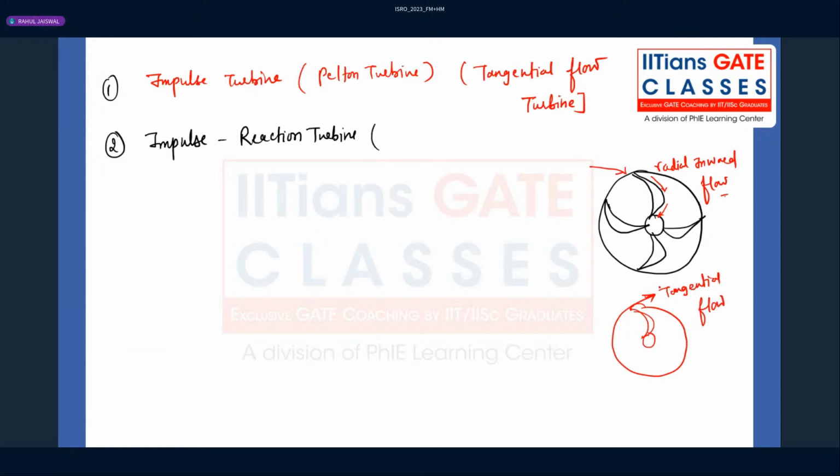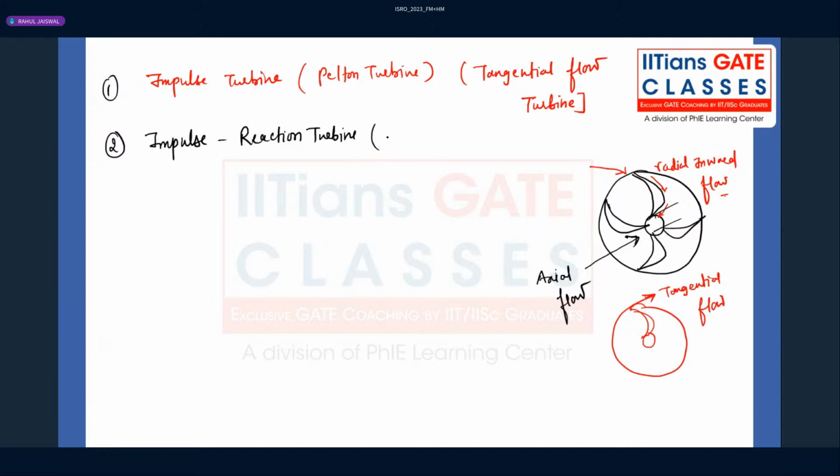Sometimes we say axial flow turbine. Axial flow means parallel to the shaft. Let's say this is a shaft. Sometimes the flow will happen like this, parallel to this. Assume that the flow is happening perpendicular to the plane of the laptop screen which you are looking at right now. So perpendicular to this will be axial flow. So based on the direction of flow, we have three categories: radial flow, tangential flow, axial flow.